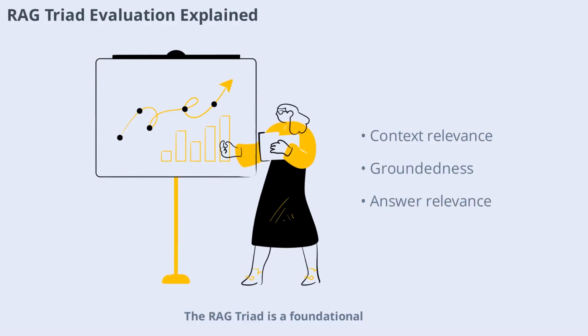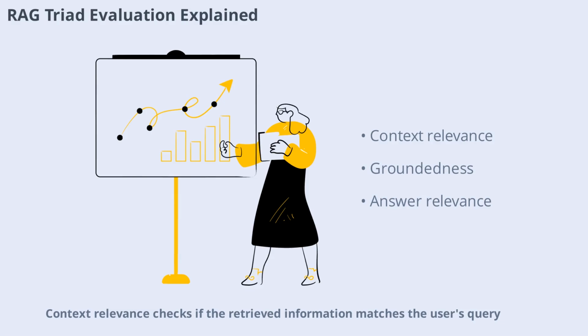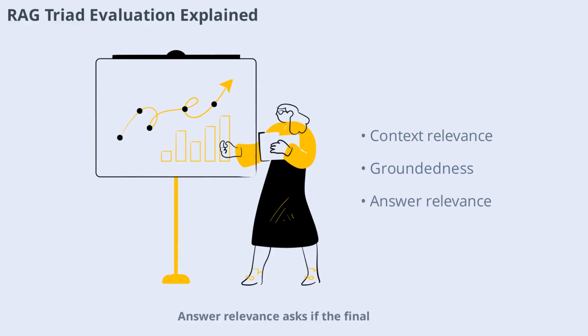RAG Triad is a foundational framework for evaluating retrieval-augmented generation systems. It focuses on three dimensions: context relevance, groundedness, and answer relevance. Context relevance checks if the retrieved information matches the user's query. Groundedness ensures the model's response is based only on the retrieved context, avoiding hallucinations. Answer relevance asks if the final answer actually addresses the user's question.